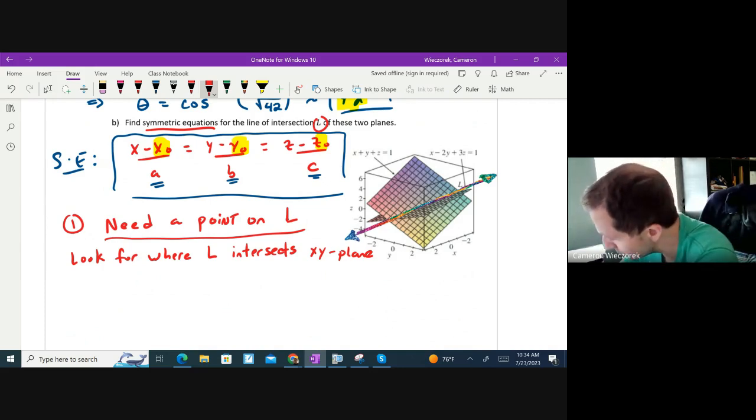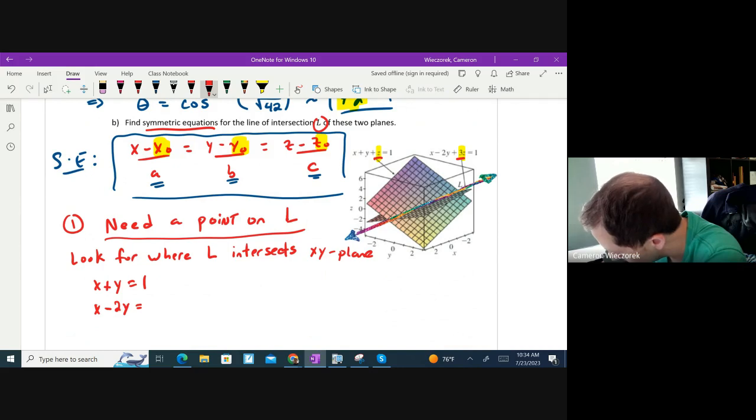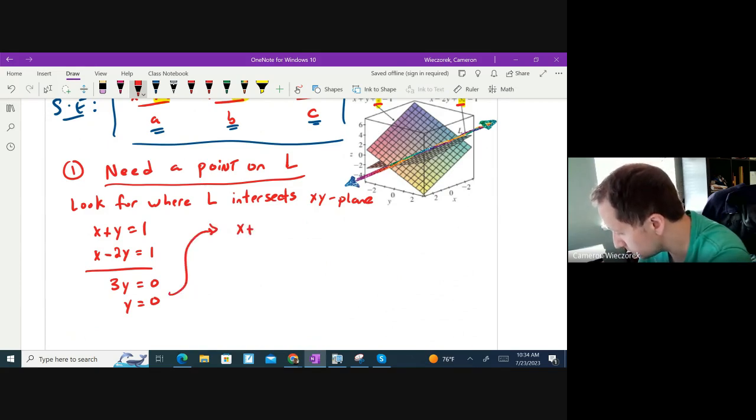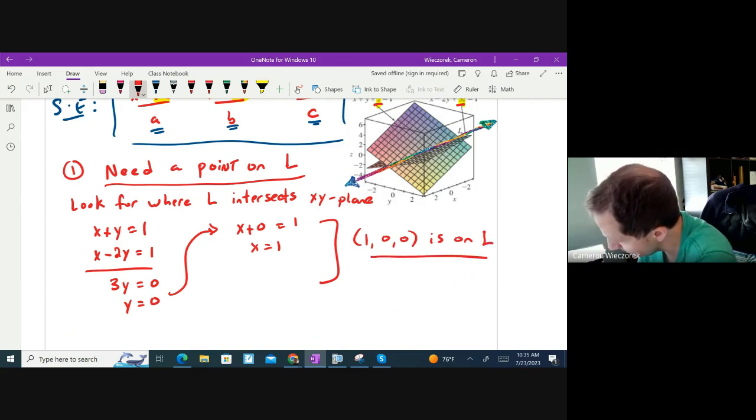So if I look at my two equations of the planes here, I'm going to plug in 0 for Z here, and I'm going to plug in 0 for Z here. So I'm looking at the system. Means x plus y would need to equal 1, and x minus 2y would need to equal 1. Subtracting the two equations, do a little bit of elimination here. I would get 3y equals 0, so y would equal 0. Plugging back in, x plus 0 equals 1 means that x would have to be 1. So we know that (1, 0, 0) is on L. Okay. So that's it. Now we know a point on the line.